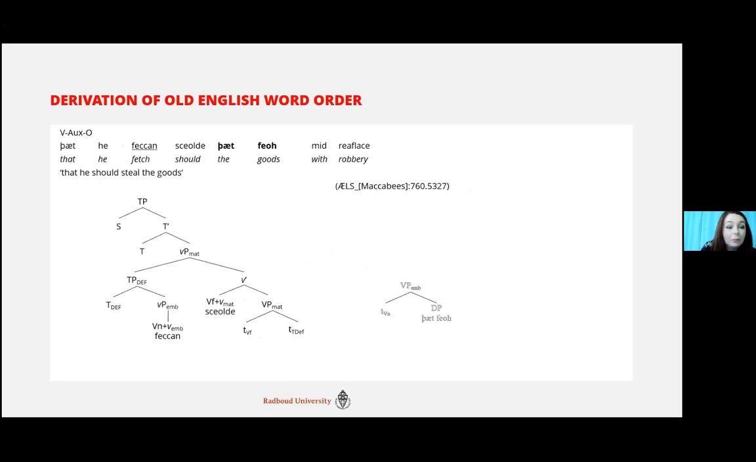In the case of verb auxiliary object word orders, I assume that the object fails to raise to the specifier of the embedded little VP, and because it's not in the edge of the phase, it will be spelled out in a post-verbal position. So in this case, that VP with the object is spelled out, and then the rest of the clause is constructed, and it ends up in post-verbal position.